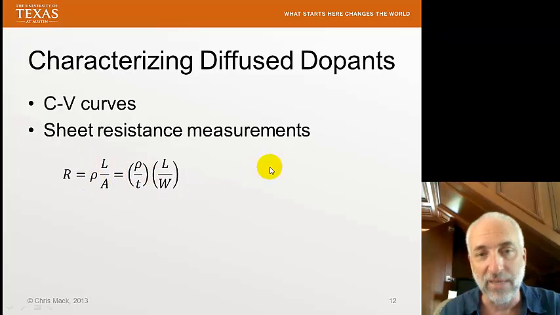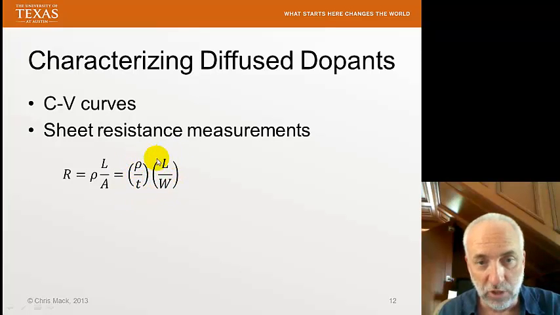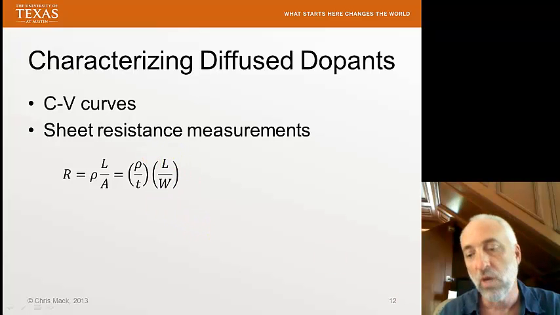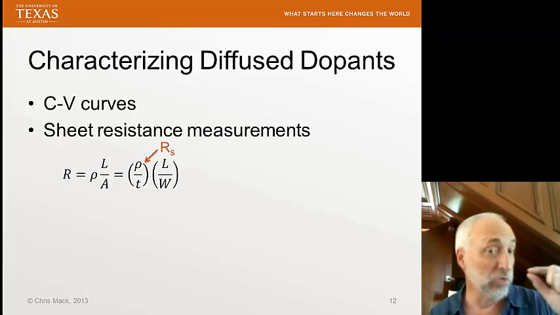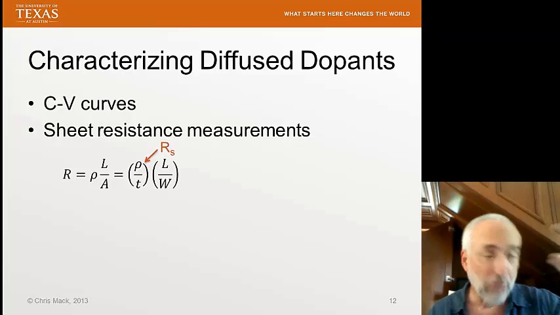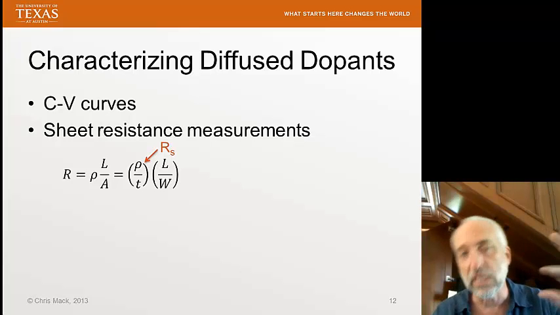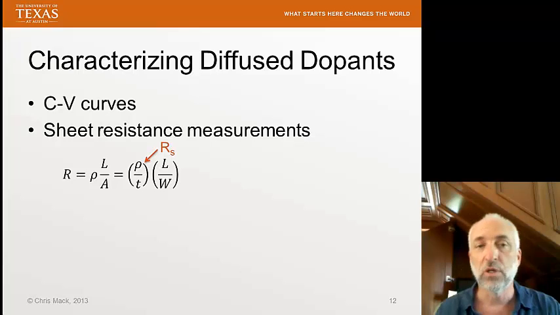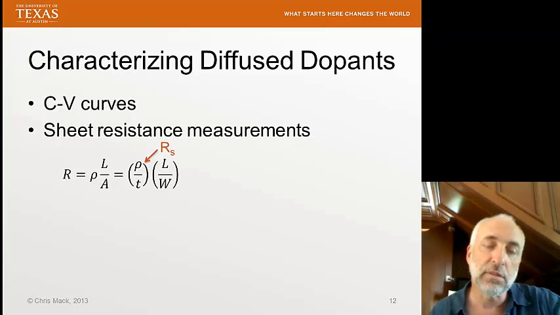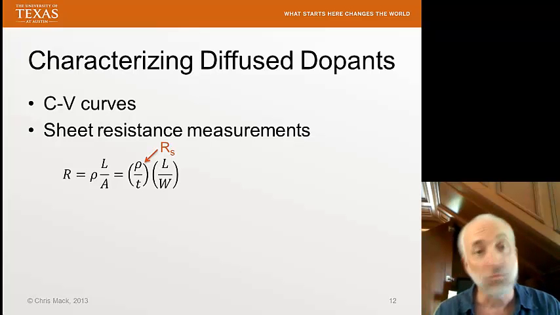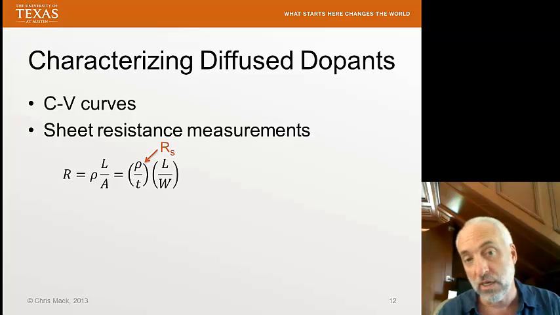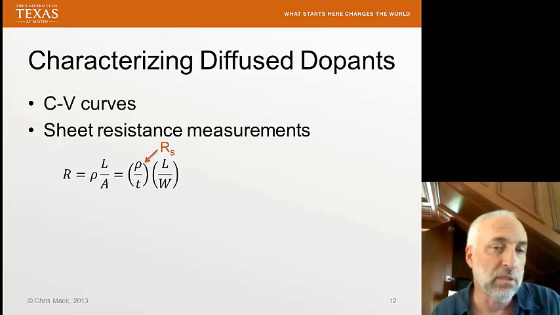Well, let me take A, the cross-sectional area, and turn it into thickness times width. Then I'll have rho divided by T multiplied by L over W. Rho divided by T is what we call the sheet resistance. It's a function of the doping level, but also how thick the doped silicon is. In other words, rho over T says something about the amount of doping and its profile with depth into the silicon. L over W, on the other hand, is about the structure that we built.